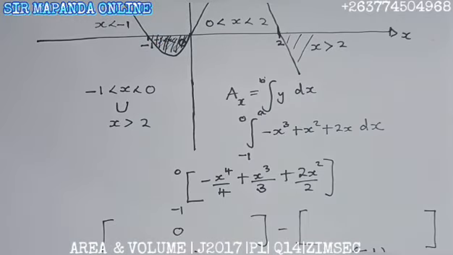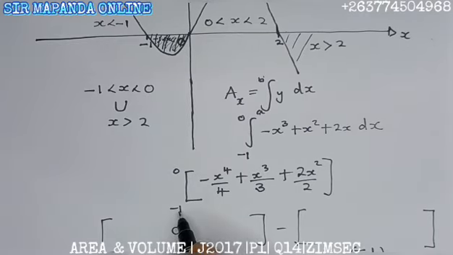But when you get a negative answer, you ignore the negative sign. The negative is just showing you the location of the region. It is in the negative zone. But if you get -2, your answer is 2. I hope you are following. So let us put -1 on x.